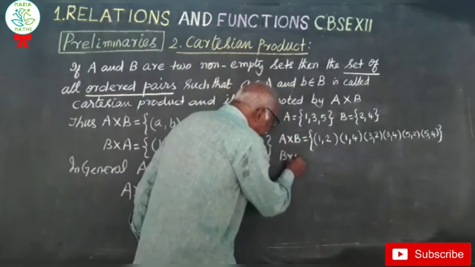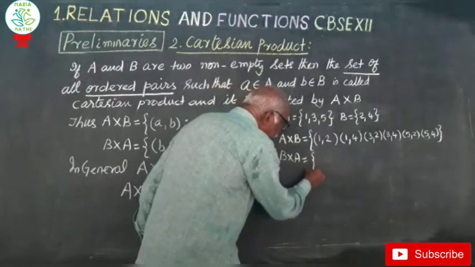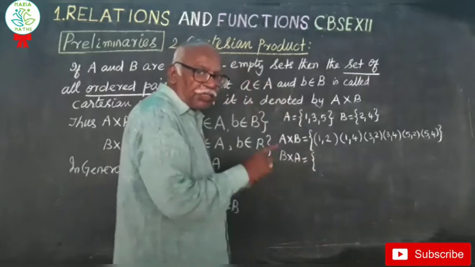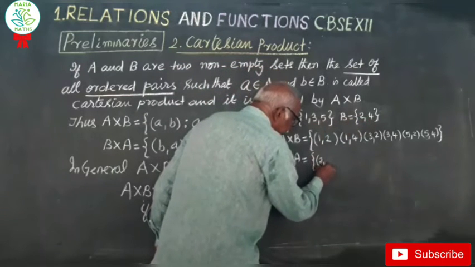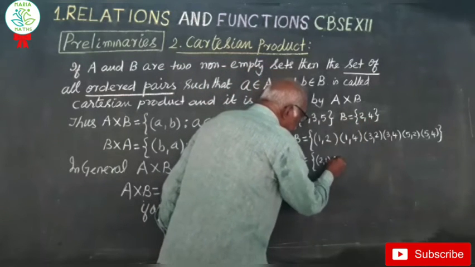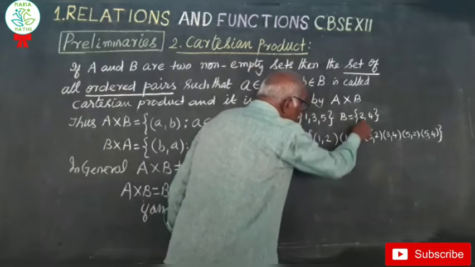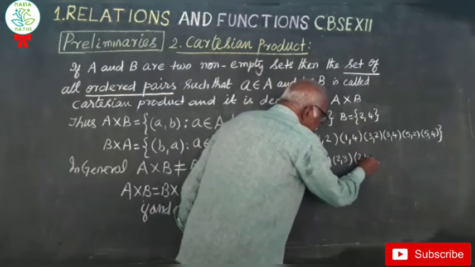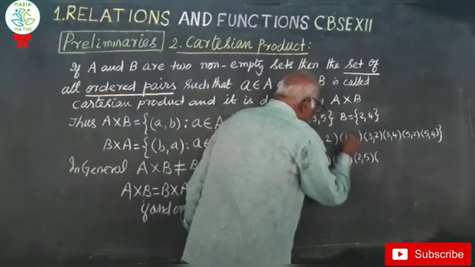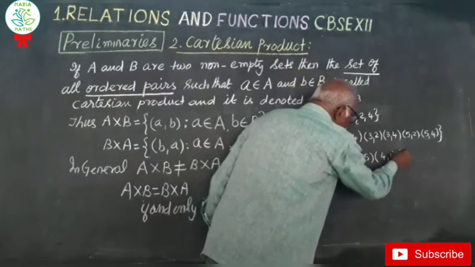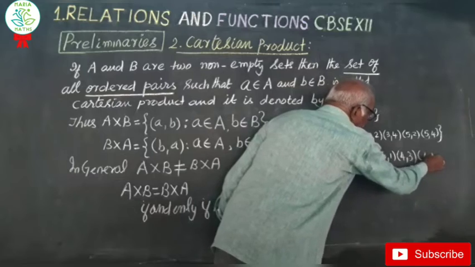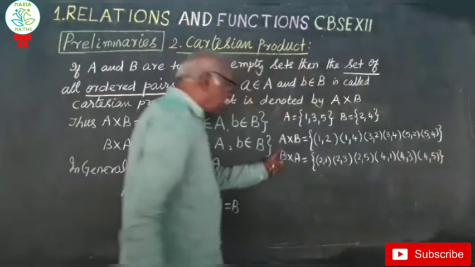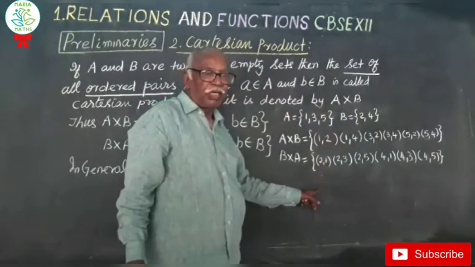Then how to find B cross A? B cross A is also a set in which the elements are ordered pairs: (2, 1), (2, 3), (2, 5), (4, 1), (4, 3) and (4, 5). This is A cross B, and this is B cross A.